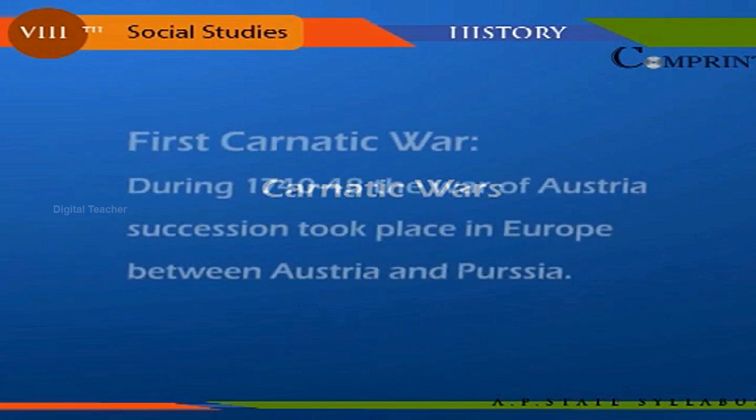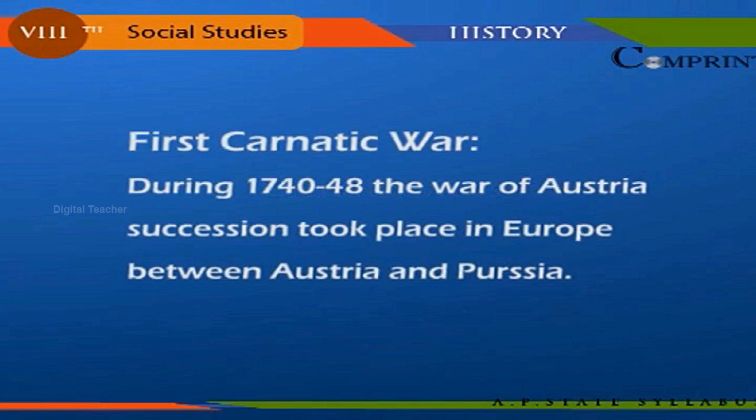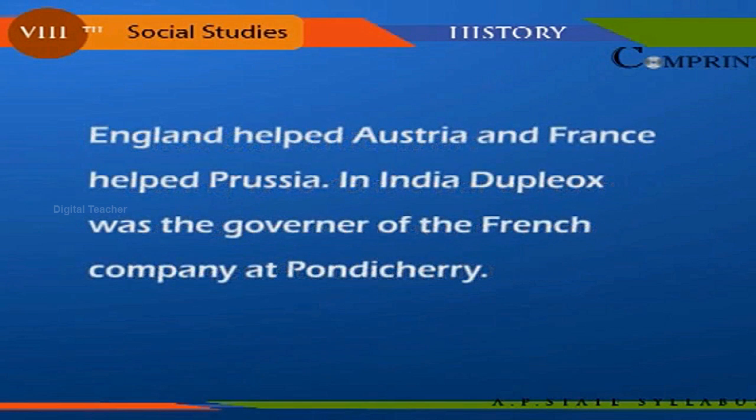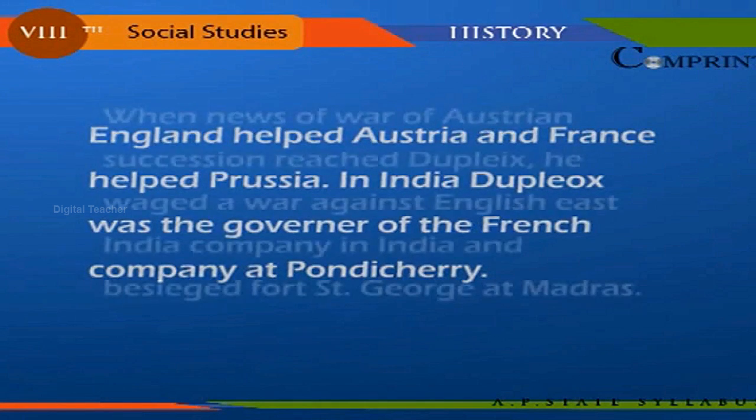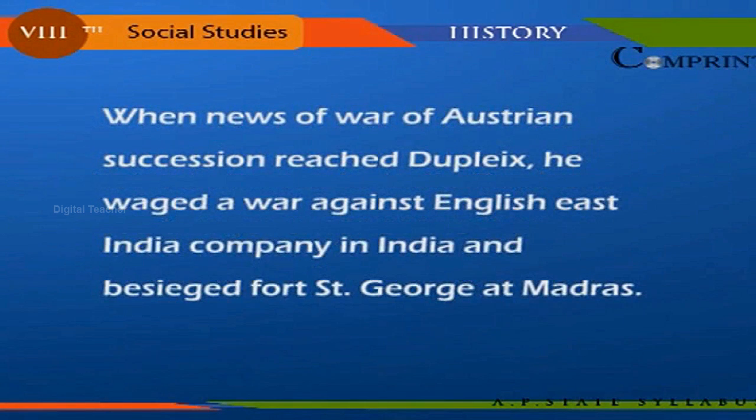Carnatic Wars. First Carnatic War. During 1740 to 48, the War of Austrian Succession took place in Europe between Austria and Prussia. England helped Austria and France helped Prussia. In India, Duplessis was the governor of the French company at Pondicherry. When news of the war of Austrian Succession reached Duplessis, he waged a war against the English East India Company in India and besieged Fort St. George at Madras.